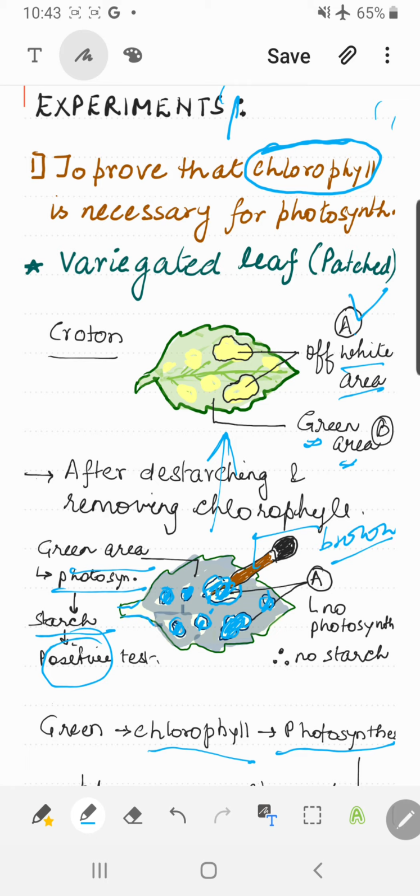So this is one experiment that is done. Now we will be moving to another experiment. If you have any queries regarding this experiment, please feel free to ask me.